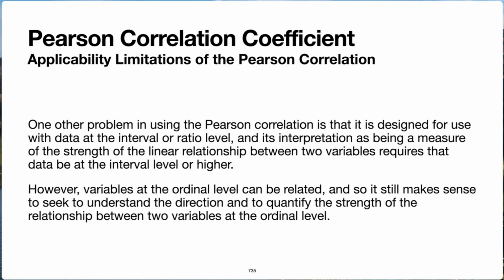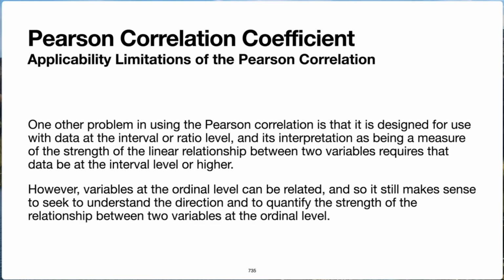Now, let's also look at some applicability limitations of the Pearson correlation. One other problem in using the Pearson correlation is that it is designed for use with data at the interval or ratio level. So you'll recall that those are the two highest levels of data. You've got 4 data levels. You have the nominal level, which can be used to identify, but for which there's no natural ordering. Then you have the next higher level, which is ordinal data. That's data where a natural ordering exists, but differences between values are not defined or are meaningless. Then you have the interval and ratio levels.